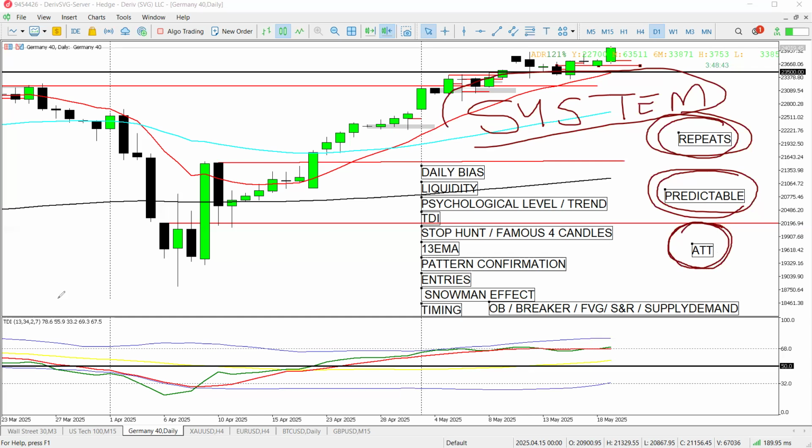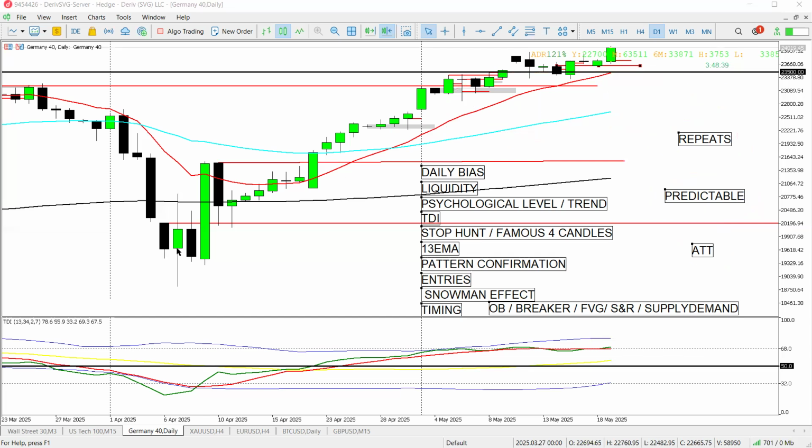So from my side, what you hear me mention mainly as I go through this German 40 setup is that I want to have a daily bias. Usually for my daily bias, I pay attention to my daily chart mainly just to see how price is trending. I'll get a bit deeper into all of these as I explain today's trade recap.